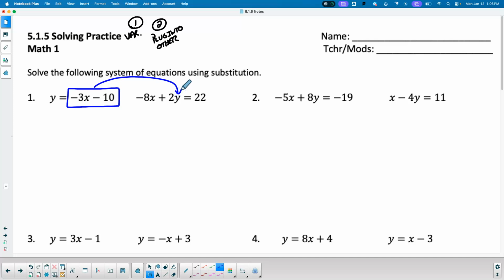Now here is where we're having some issues with plugging that in. When I plug that into that other equation, negative 8x plus 2y equals 22, I gotta put that set of parentheses around it, so that I know that I'm multiplying by that into where y is.